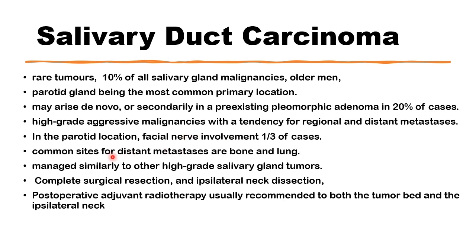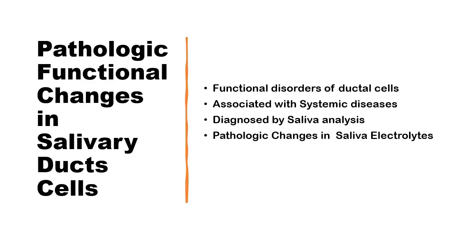The management for these aggressive high-grade tumors is radical surgery, either total parotidectomy or submandibular sialadenectomy, and ipsilateral neck dissection, together with post-operative adjuvant radiochemotherapy. And finally, we'll move to pathological changes affecting the function of salivary duct cells.